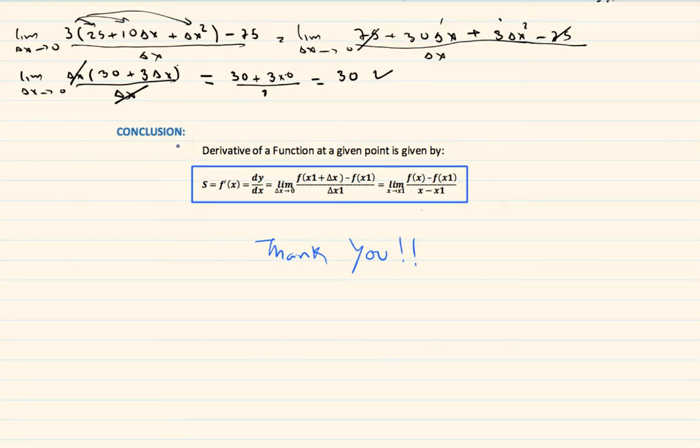With that in mind, we can conclude that the derivative of a function at a given point is given not only by the expression we found in the previous video, but also as the limit of f of x minus f of x1 divided by x minus x1 when x tends to x1, f of x being the given function which is differentiable at the point x1.